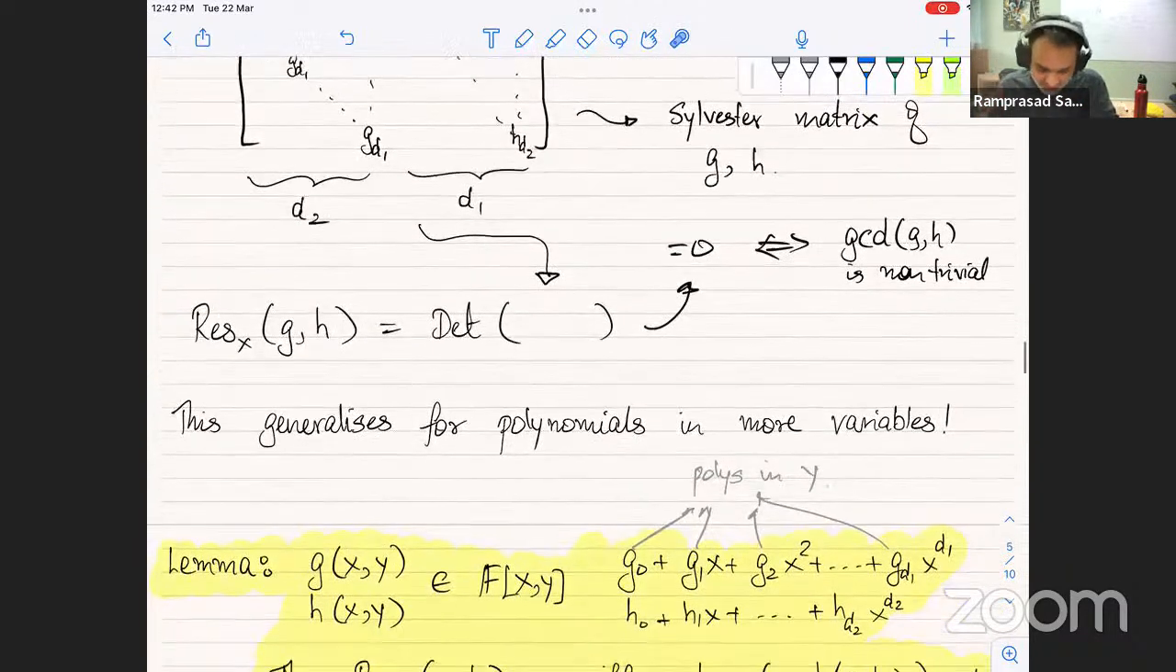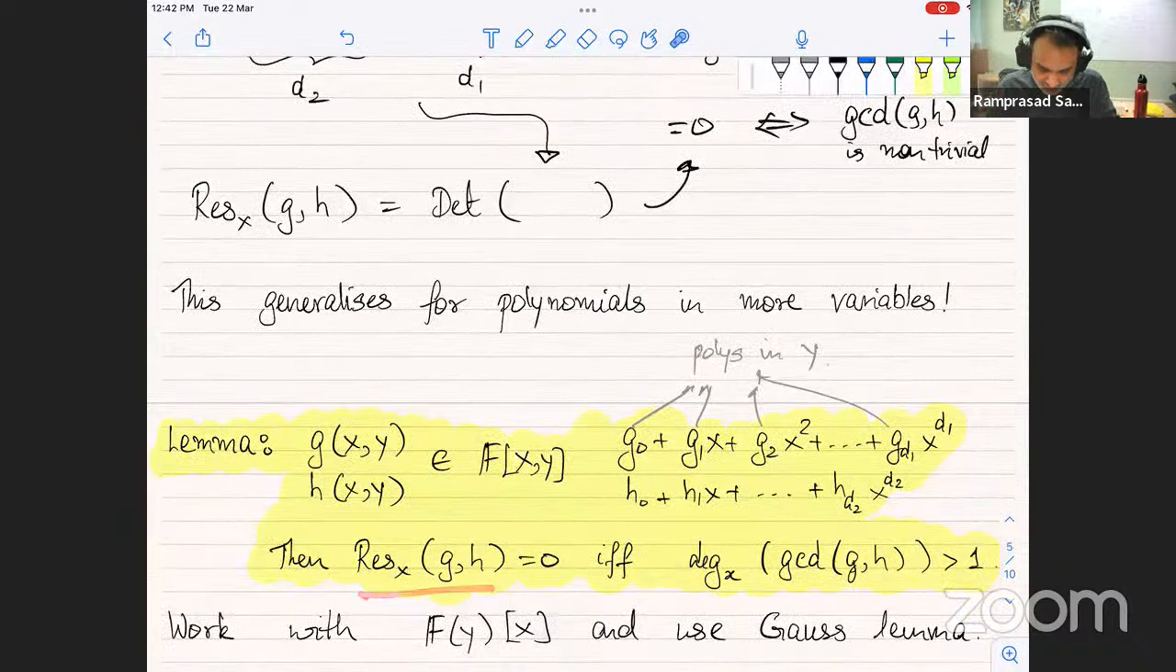Okay, and surprisingly, that particular polynomial is equal to 0 if and only if G and H have a non-trivial GCD. But you need to be careful about what non-trivial GCD means. We are living in the world where Y is a constant. So we want to know if there is a GCD that involves the X variables somehow.